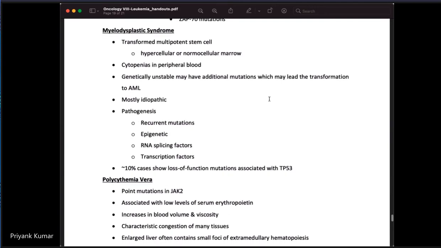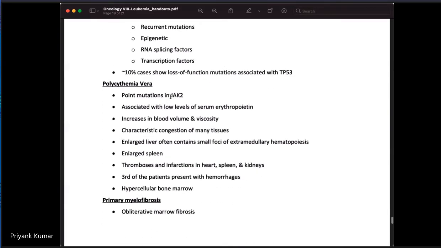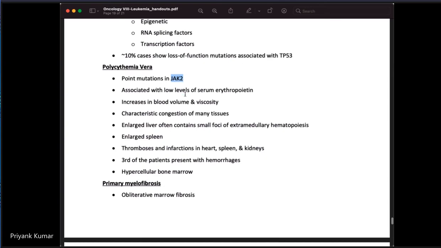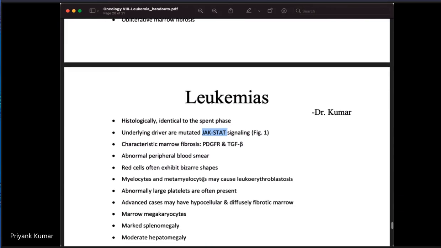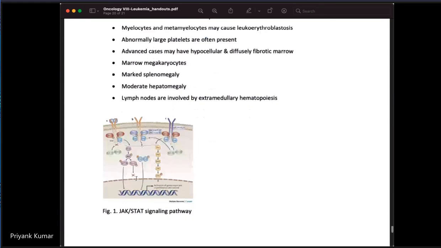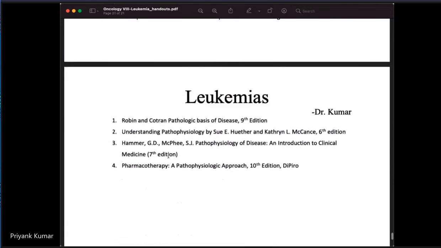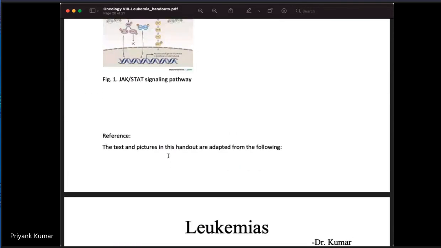Myelodysplastic syndrome. Just go over the text. Polycythemia vera. As long as you remember that a point mutation in JAK2 is associated with polycythemia vera, you should be fine. Primary myelofibrosis: the underlying mutations are in the JAK-STAT signaling pathway. Okay, and here I have included a picture of the JAK-STAT signaling pathway as well. Okay, and with this, I would like to end the lecture here.